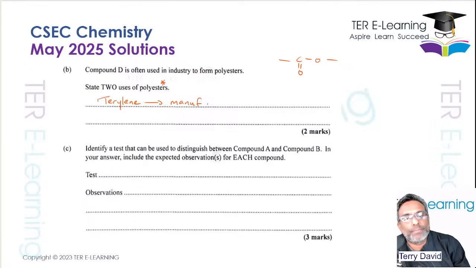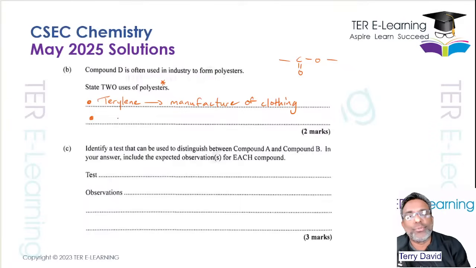Manufacture of clothing. So all your school uniform and that kind of thing. That is what we use terylene for. So this is one possible use. Now, they want a second use here.